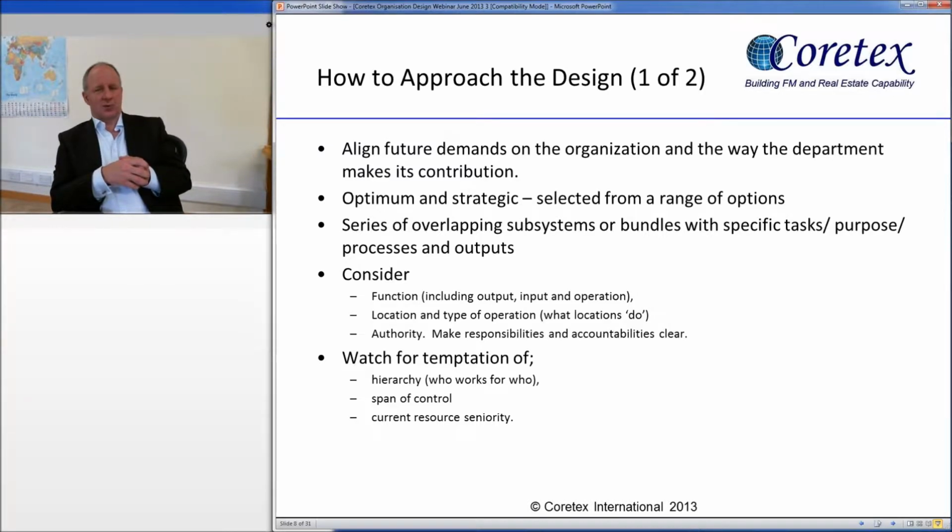You should watch out for the temptation of saying who works for who, and that's very often one of those things that comes out at the beginning of the process, that there's always been a manager and a subordinate or supervisors and teams, and at the beginning we should try wherever possible to be aware of how those hierarchies work as part of the review, but it's not by any means a guiding light for the way the design should work.